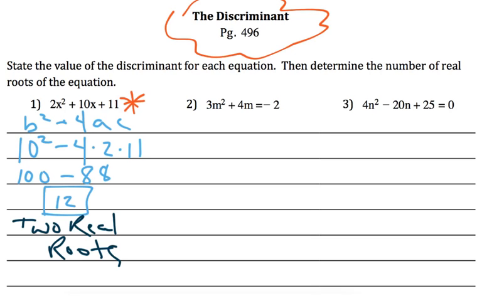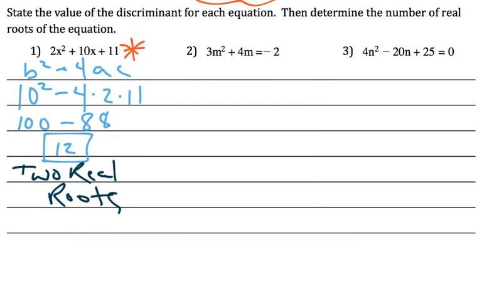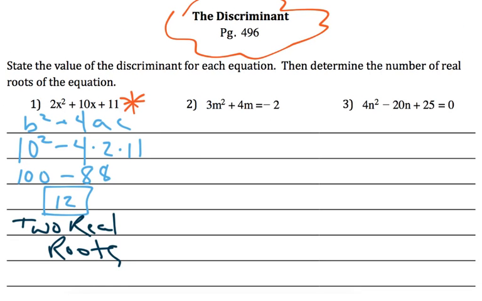And so, if I wanted to jump back to the table for reference, I could look down here where I've erased it, which is not helpful. And I would see that under the part where it says I have a positive discriminant, I do have two real roots.